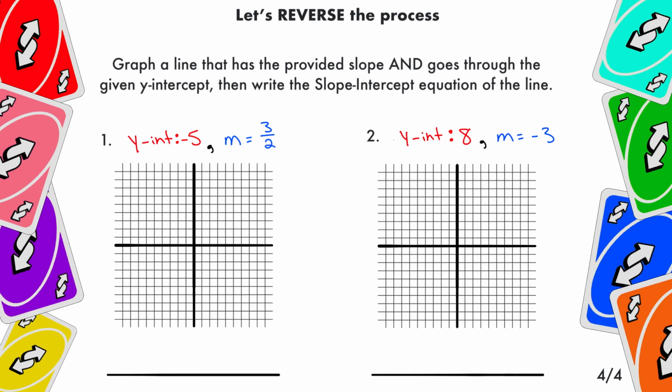So problem number 1, I'm going to do the graph then the equation. So the y-intercept for problem number 1 is negative 5. So I'm going to go down 1, 2, 3, 4, 5. That's right here. And then our slope is 3 over 2.